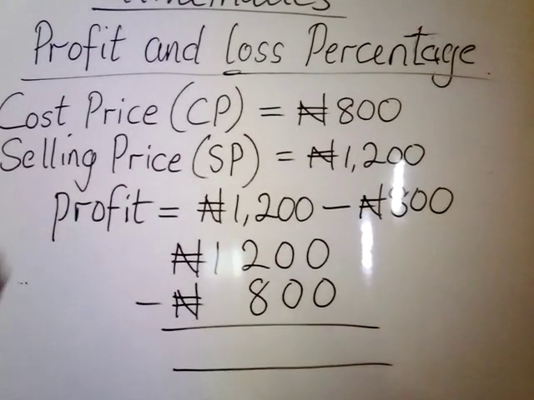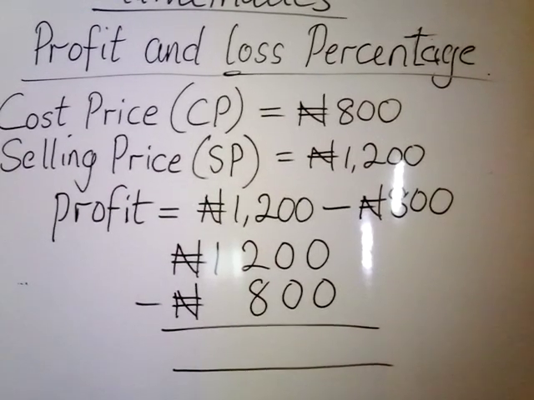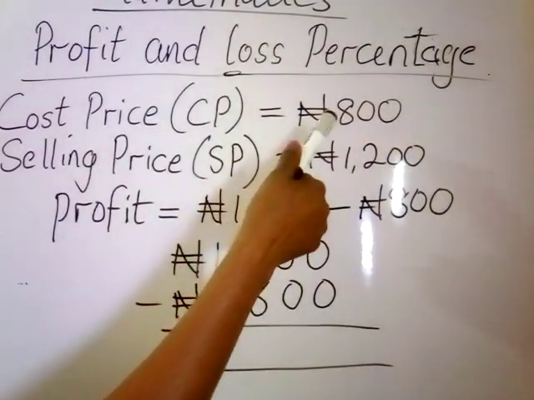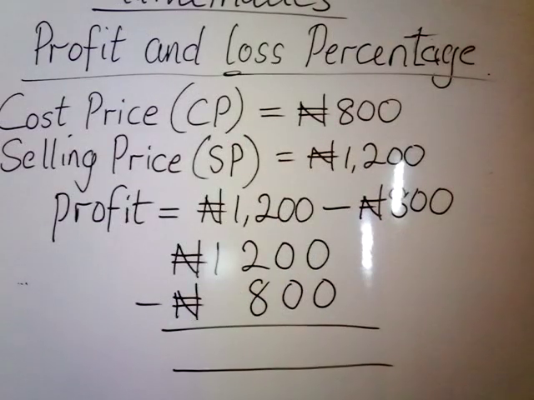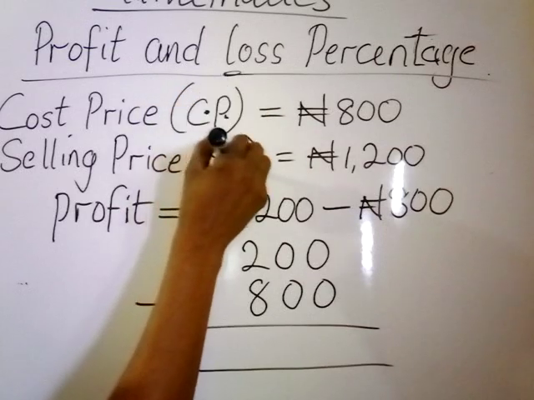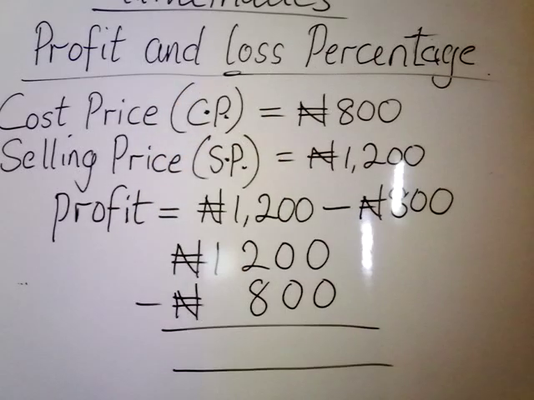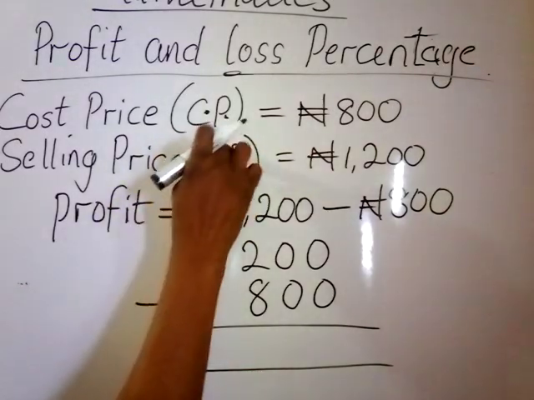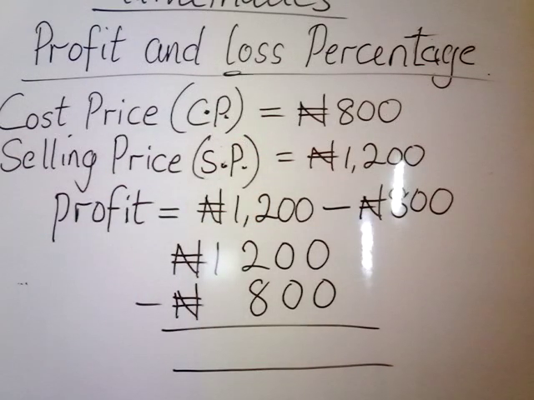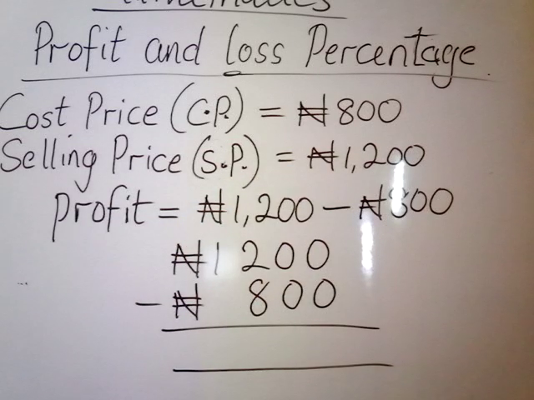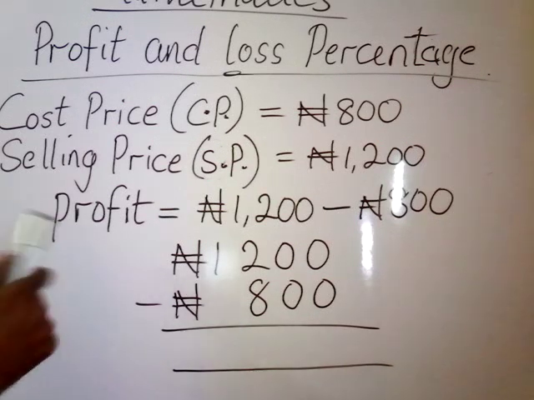Okay, so cost price, that is the amount with which the item was bought, is 800 naira, and we refer to it as CP. So when you see CP in a textbook, especially when it is dealing with profit and loss, you know that CP means cost price and SP means selling price. So the selling price, the amount that the item was sold with, is 1,200 naira. So how do you calculate the profit?